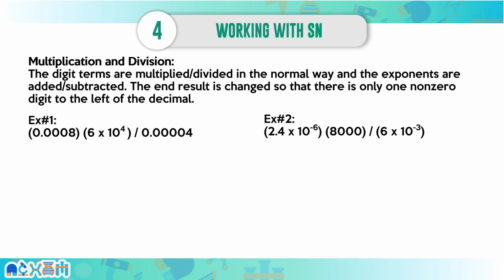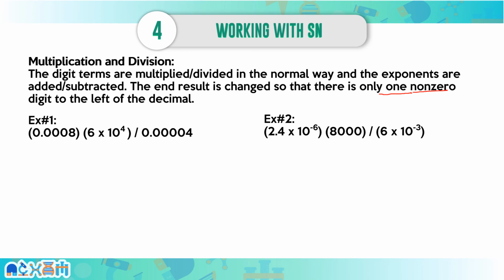Okay, so this time we're now going to try to solve problems involving multiplication and division with scientific notation. Kindly remember that when we solve problems involving this, the digit terms, which is the value before the exponents, are multiplied or divided in a normal way. And then after that, the exponents are either added or subtracted. The end result is changed so that there is only one non-zero digit to the left of the decimal. Okay, so it's better to observe that.